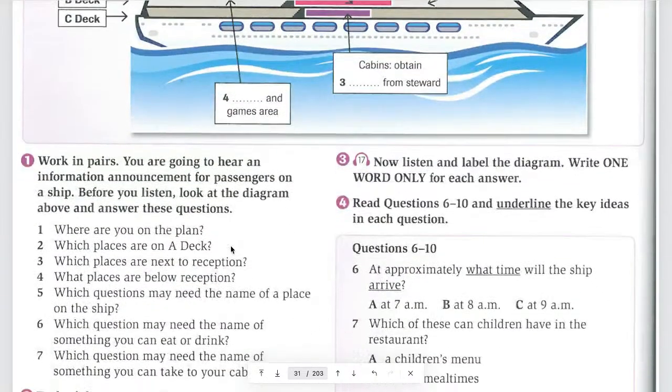Exercise 1. Stop, read that. Work in pairs. You are going to hear an information announcement for passengers on a ship. Before you listen, look at the diagram above and answer these questions. Now you need to work in pairs, with your partner.